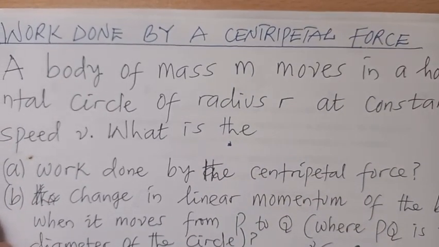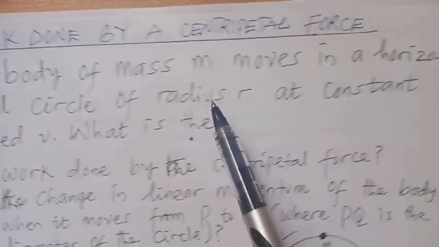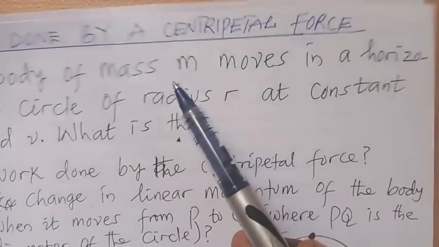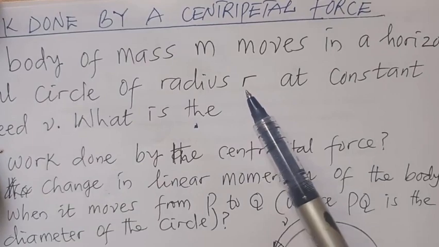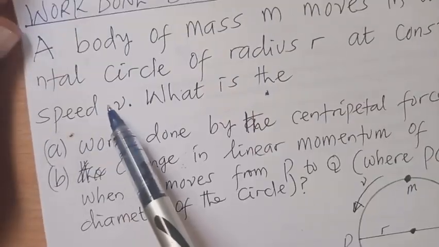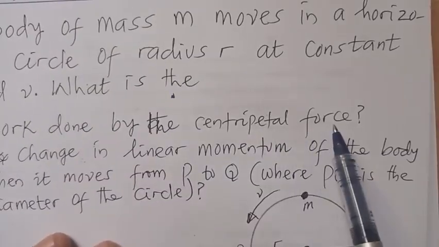Okay, let's begin. The problem says a body of mass m, where m is the mass of the body in kilogram, moves in a horizontal circle of radius r at constant speed v. What is the work done by the centripetal force?